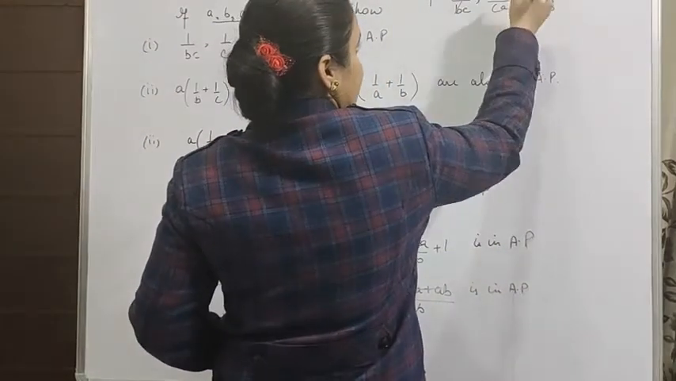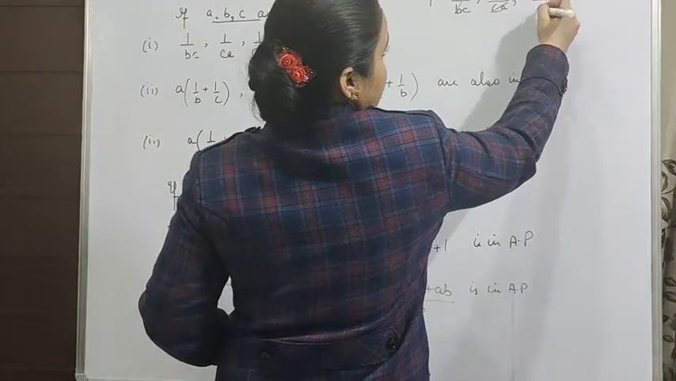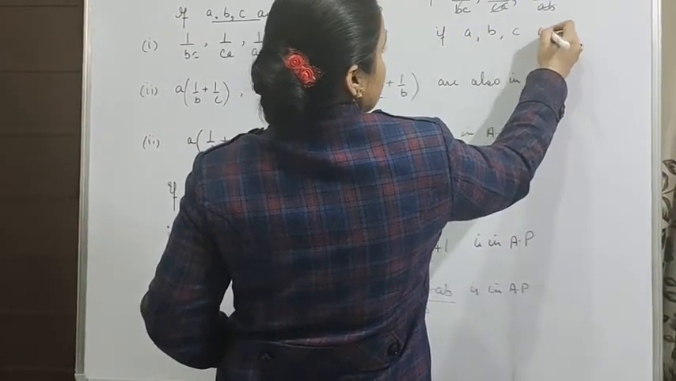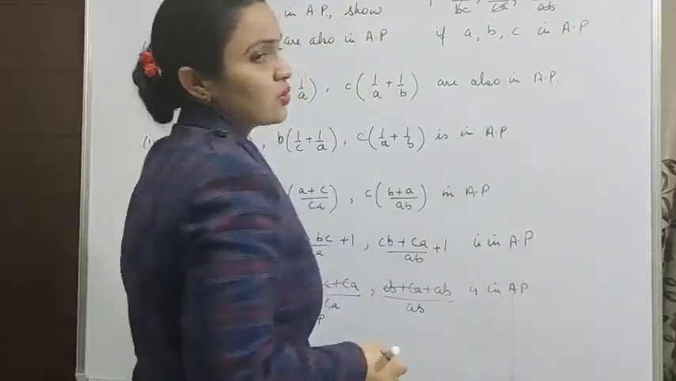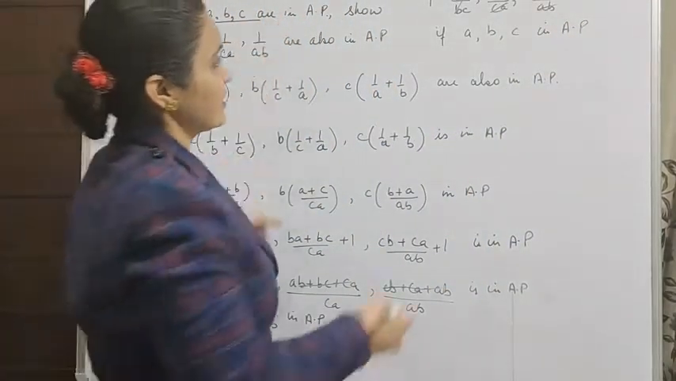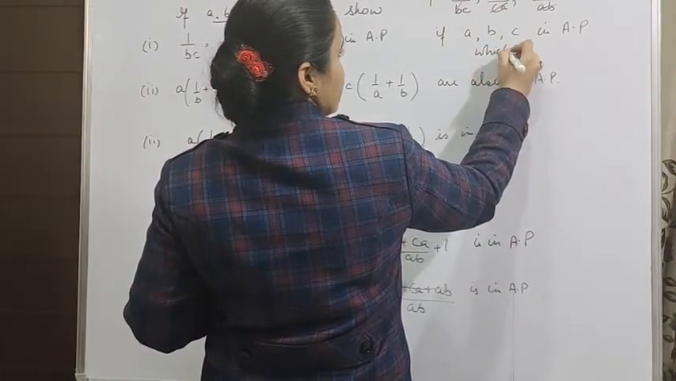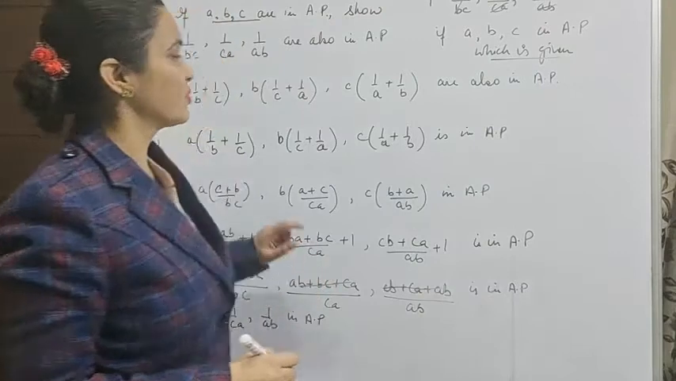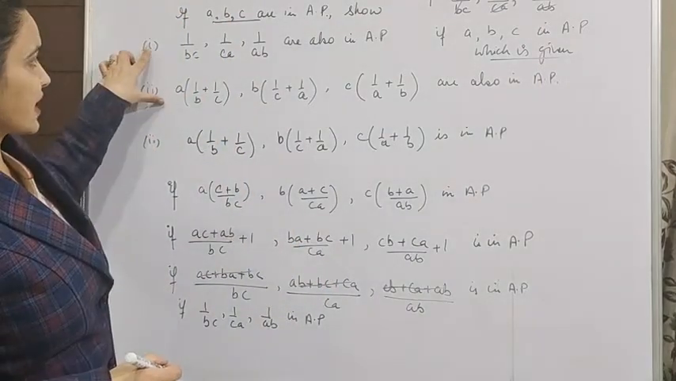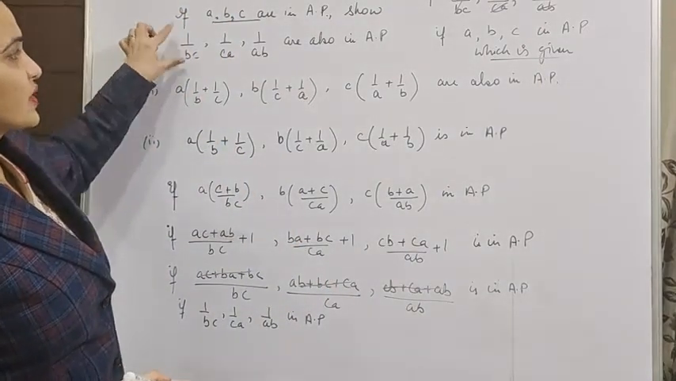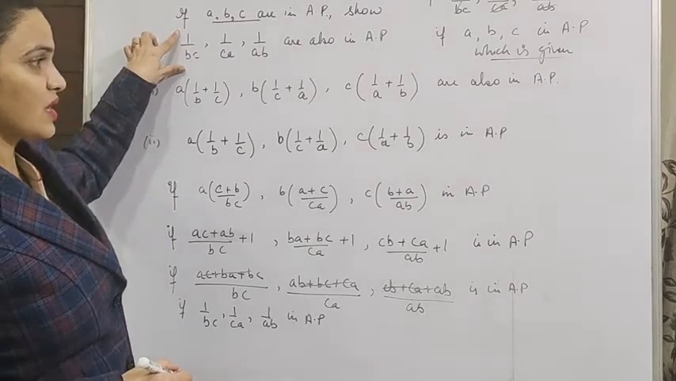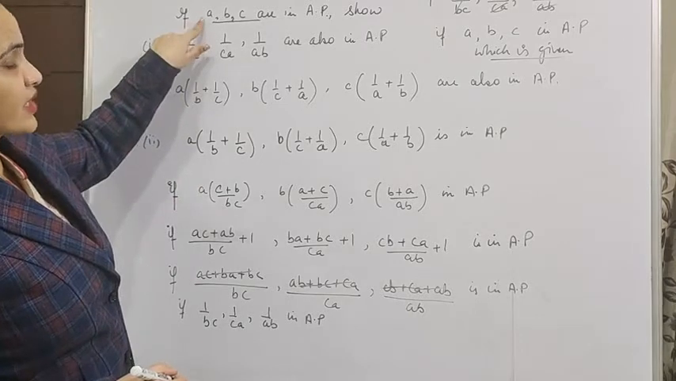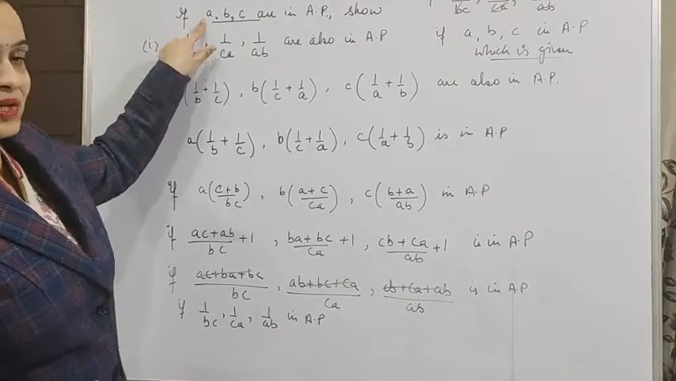Again divide CA and AB. So we have if A, B, C are in AP, which is true, given to you. A, B, C are in AP, which is given. So this is how we will prove these types of questions. जो भी आपको प्रूव करना है उसको हम ले लेंगे कि ये AP में है. Then we will go on solving and we will reach here when A, B, C are in AP.